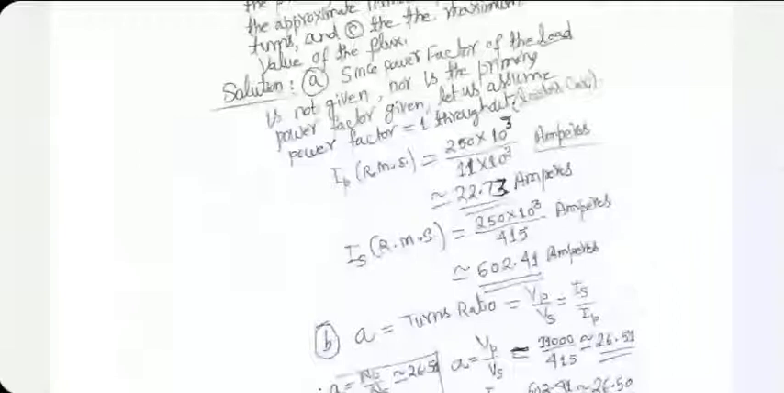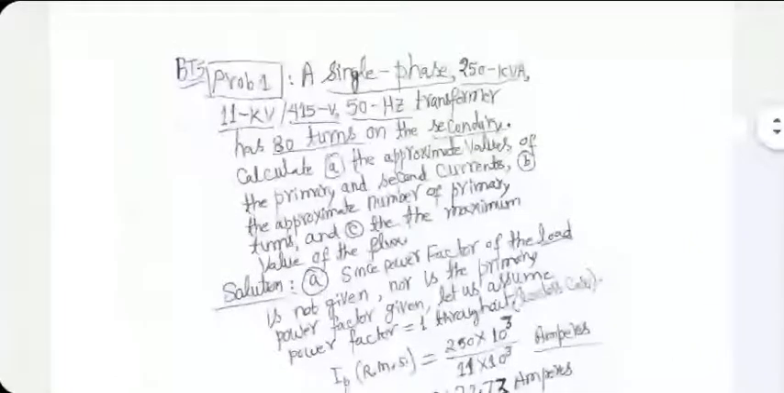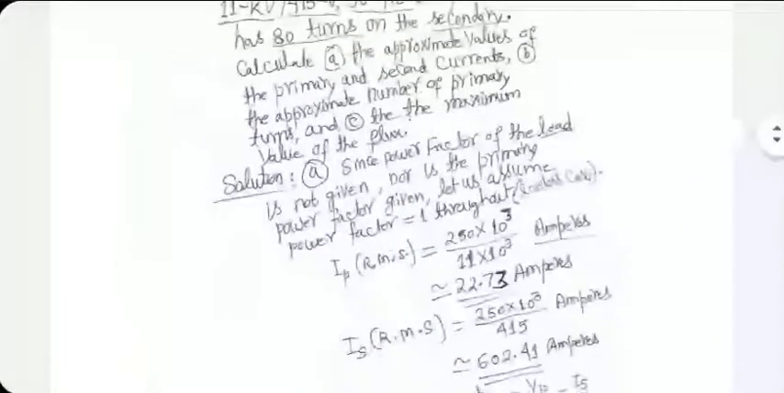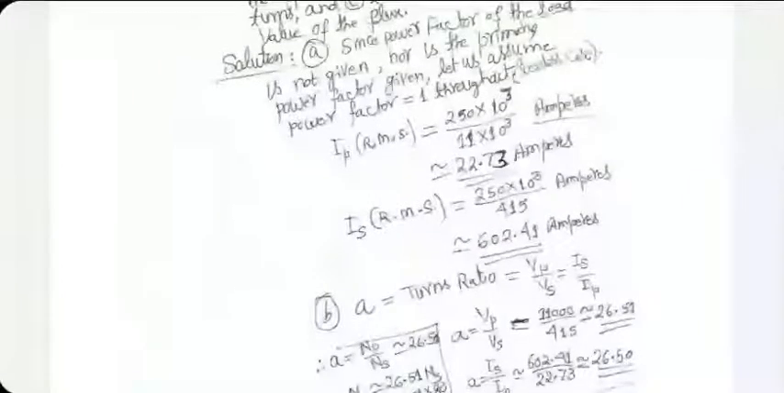Once these two currents are known, and in fact, even the voltage ratio is known, you can figure out the turns ratio very easily. The voltage ratio is 11 kV divided by 415, which works out to 26.51 or so. You can take the ratio of currents in the inverse order. You'll get almost the same number.